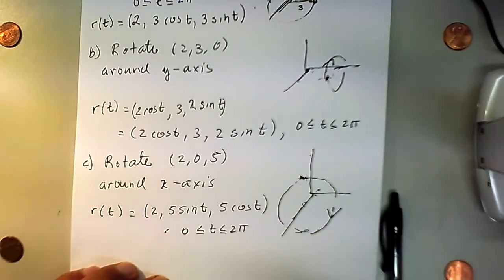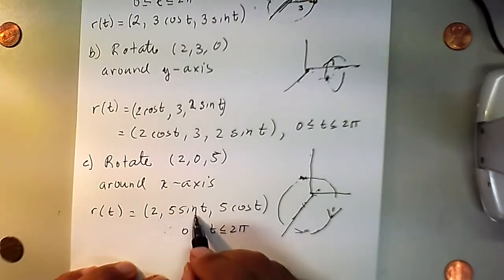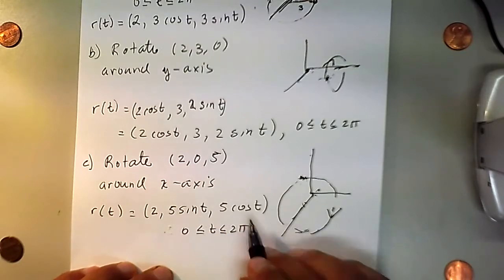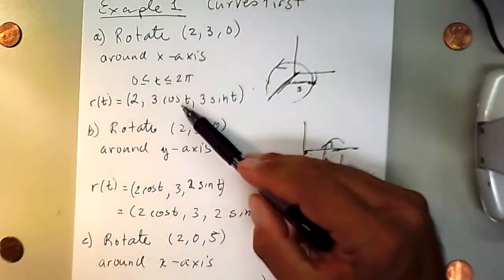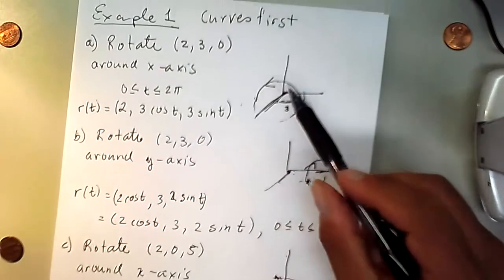Yeah. So 2 is fixed. Sine is on the second component, while cosine is on the third. Look at this other one, cosine and sine. So it's interesting the way we start.